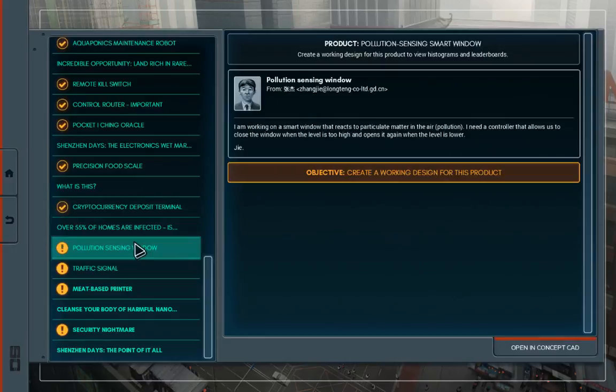And we are moving on next to building what? A pollution sensing smart window. Sounds useful in SHENZHEN. I'm working on a smart window that reacts to particulate matter in the air, i.e. pollution. I need a controller that allows us to close the window when the level is too high and opens it again when the level is lower.